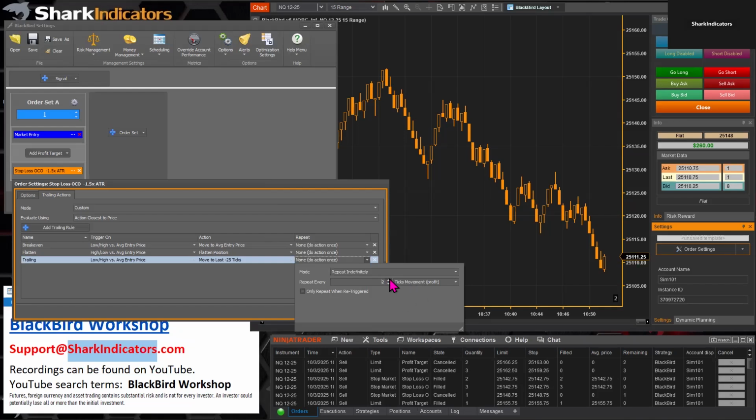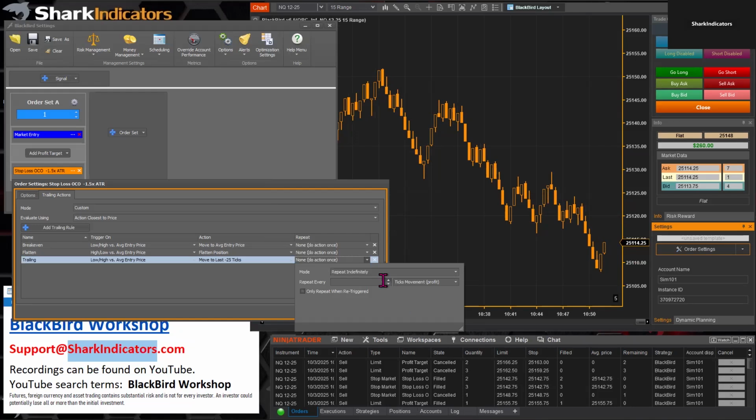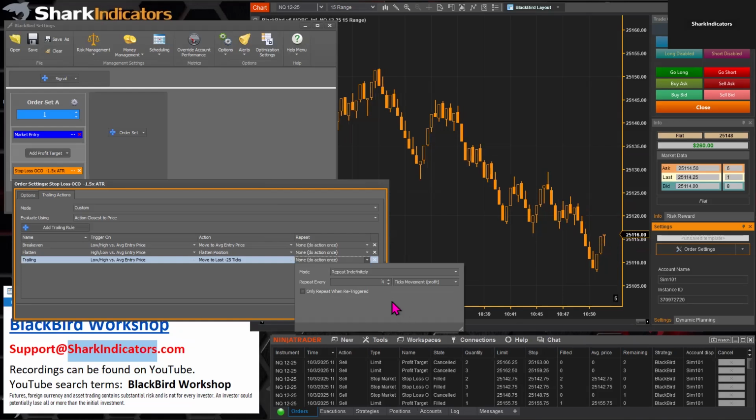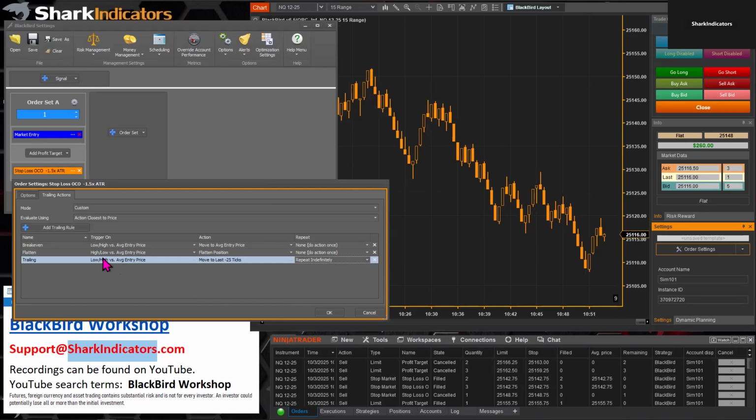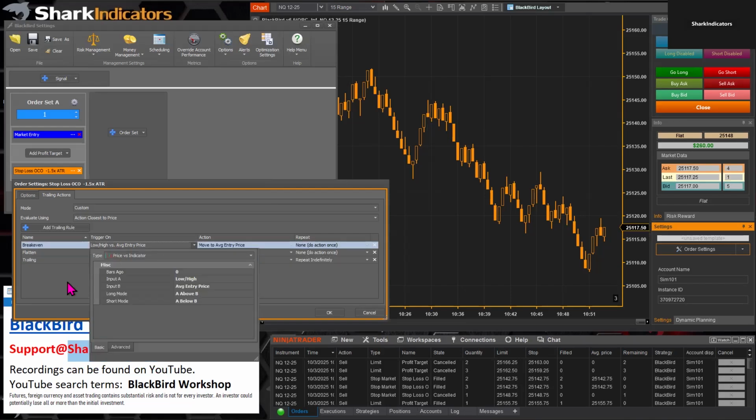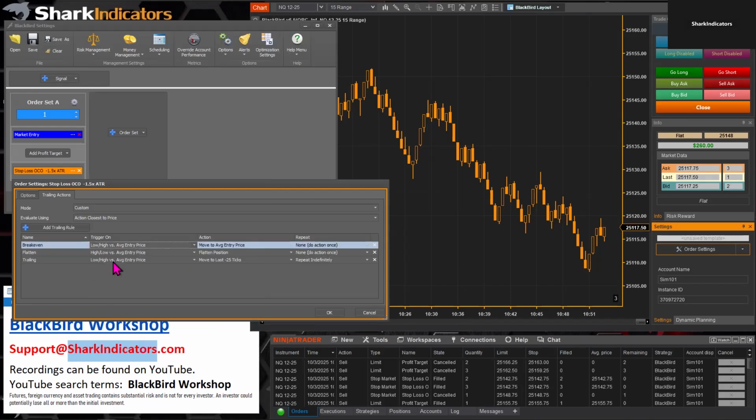Or if you wanted to say, okay, only move the stop loss when the market moves every 4 ticks, you can. You can mix and match all you want all day long there. So there's the trailing there. And again, your question was, how do we make sure that the trailing occurs after the break even? So again, you just make sure that your triggers match exactly.